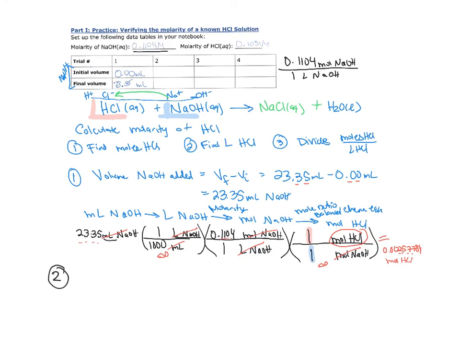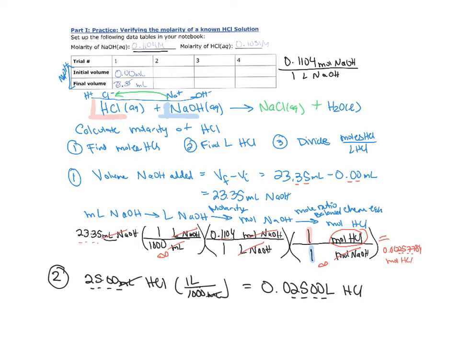Step 2, my liters of HCl. Well, if you remember from the lab, you used a 25 milliliter burette. So I had 25.00 milliliters of HCl. I need to convert that to liters, so I'm going to divide by 1,000, which results in 0.02500 liters of HCl. And again, 1, 2, 3, 4, keeping those 4 significant figures.